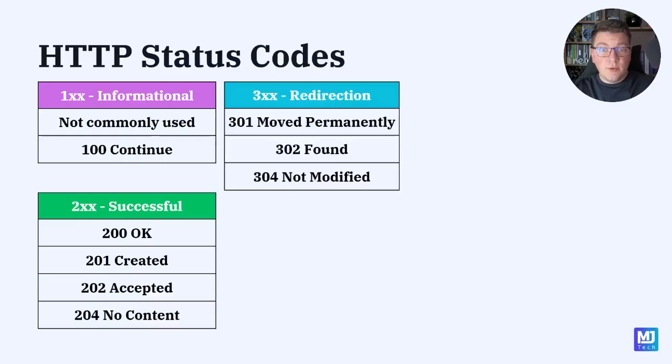Then we have the redirection status codes in the 300 group. A typical example is 301 moved permanently, when we want to access a resource at a given URI, but it is no longer available at the given URI, so the server can respond with a 301 moved permanently response. The 302 found redirect can be used when the URI has been temporarily changed, and we use 304 not modified when we want to implement support for e-tags and the if-none-match header.